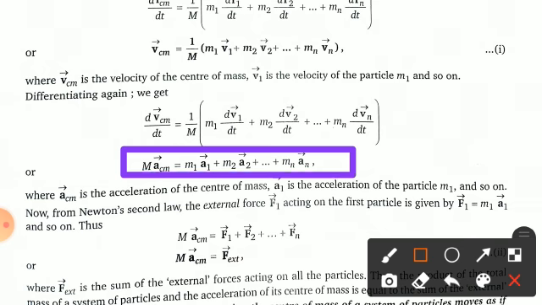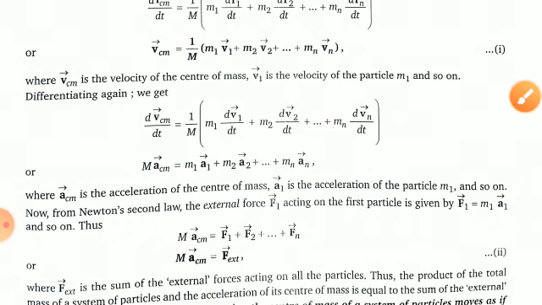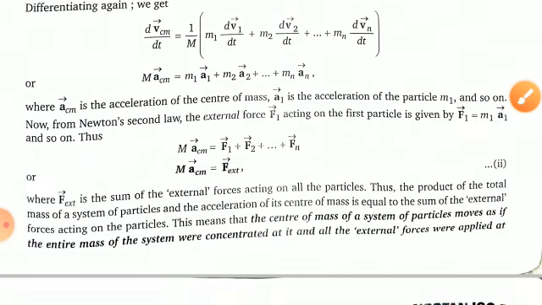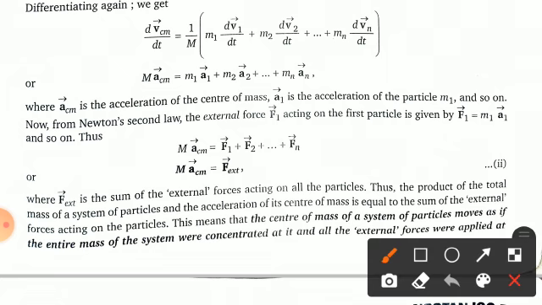Clear? Now what is this? Here it is written as M times vector acm. So what is vector acm? It is the acceleration of the center of mass. Clear? a1 is the acceleration of the particle m1, and so on. Now from Newton's second law, the external force F1 acting on the first particle is given by F equals ma, I hope you are familiar with it. So from there we can write vector F1 equals m1 times vector a1.